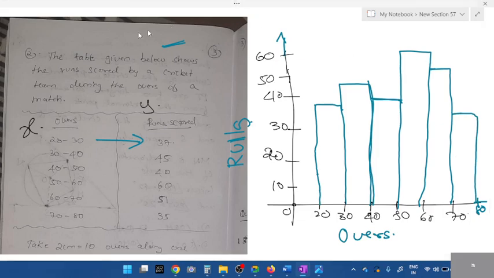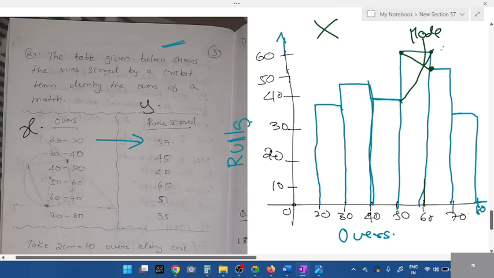How do you find mode, students? For mode, I told you, you need the X diagram. Which is the largest bar here? Which is the longest bar? 50 to 60, right? From this corner, this point, look at one X diagram. Then from the right hand side, this one. Wherever these two meet, this is your mode answer. Bring it down.